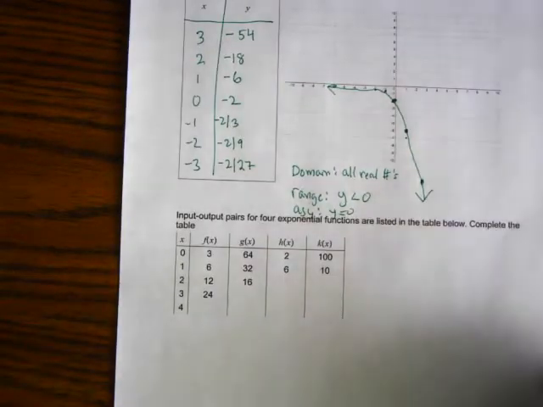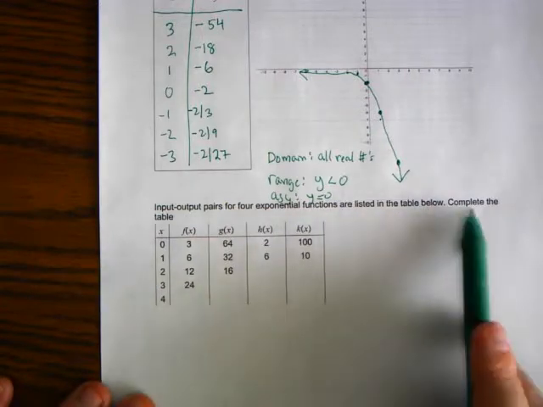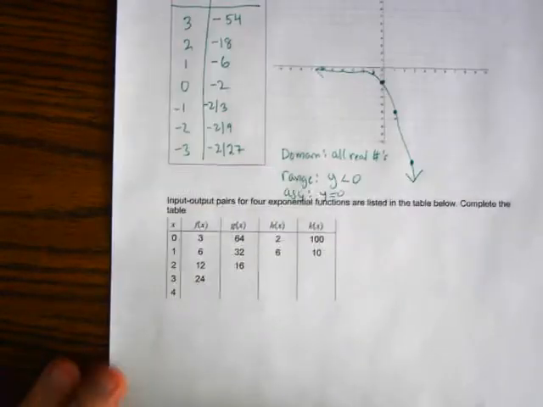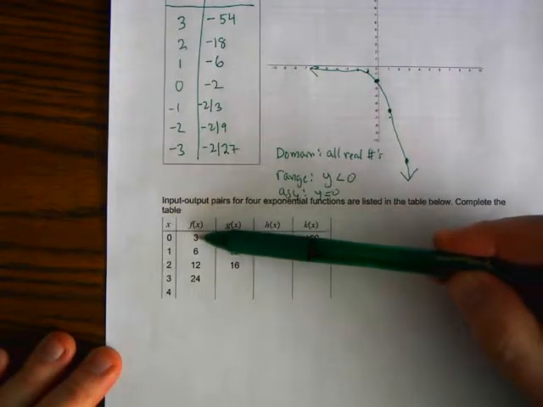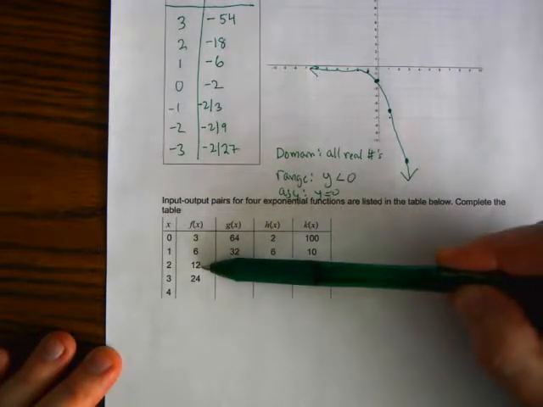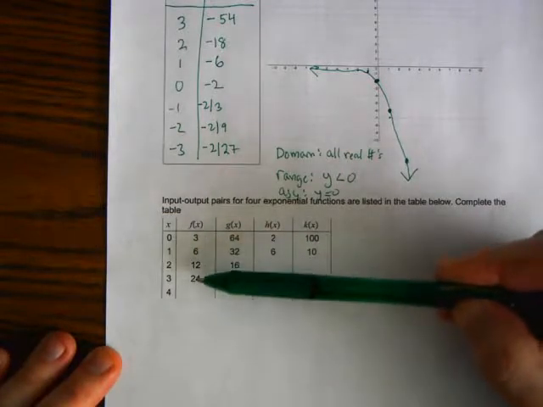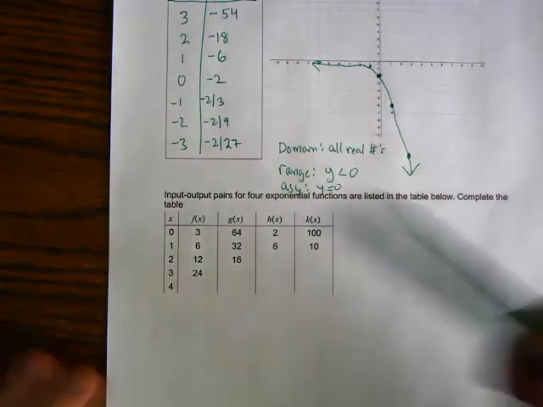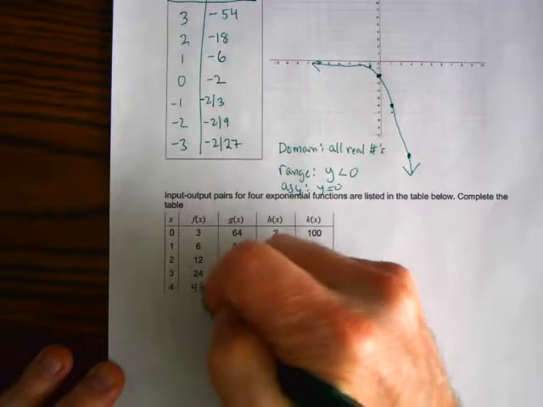All right, now input-output pairs for 4 exponential functions are listed in the table below. Complete the table. So what you're supposed to notice here, these are exponential functions, and we have our base multiplier. That's our big deal, the thing we talked about before. So when I go from 3 to 6, I multiply by 2. To go from 6 to 12, I multiply by 2. 12 to 24, multiply by 2. So each time, we're multiplying by 2, and that's what tells you you have an exponential function, when you multiply by a number each time. So the next one would have to be, multiplied by 2, 48.